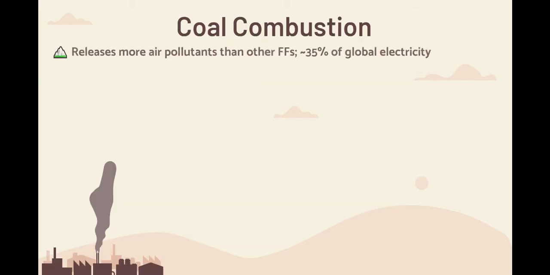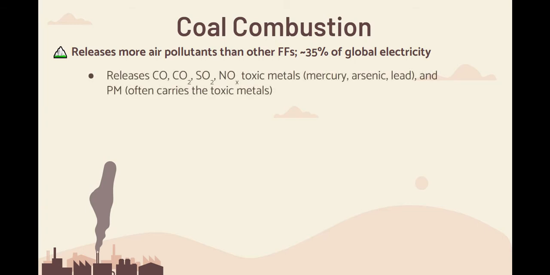Coal combustion. It releases more pollutants than any other fossil fuel, and it's still 35% of all global electricity. It releases carbon monoxide, carbon dioxide, sulfur dioxide, nitrous oxides, mercury, arsenic, lead, and particulate matter, often with other toxic metals in it.